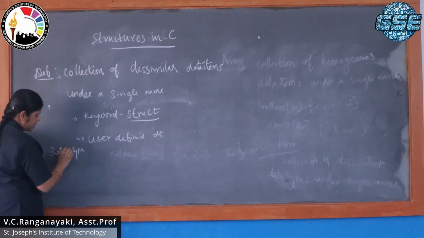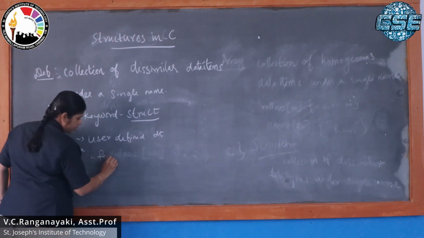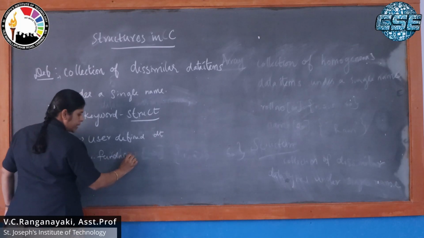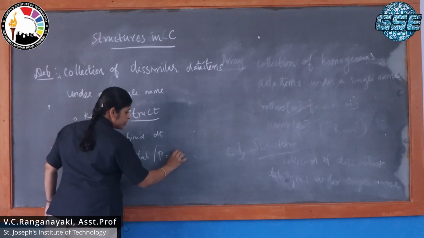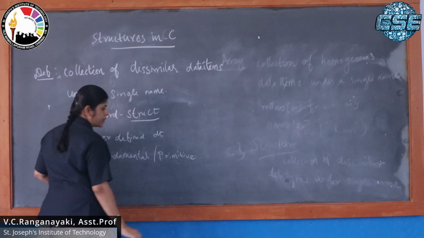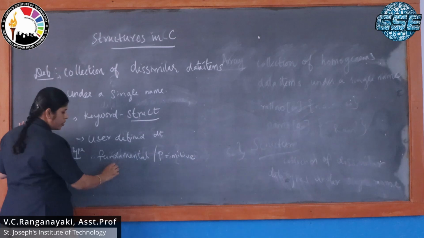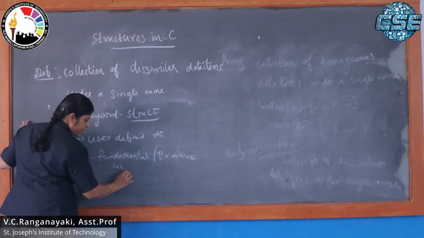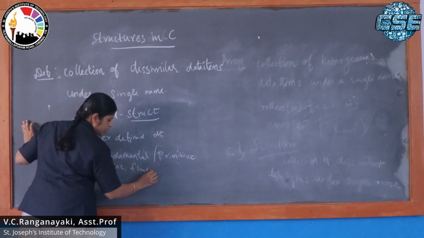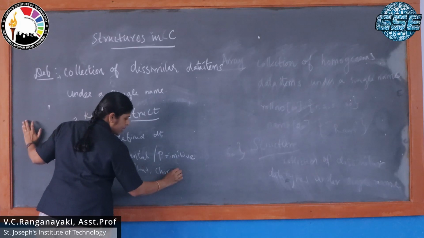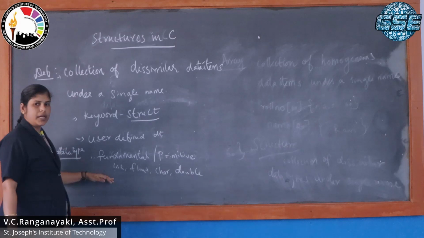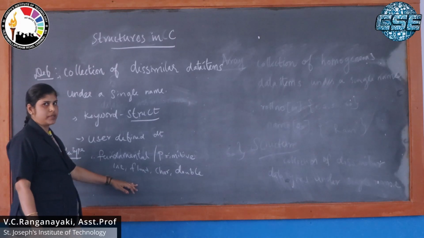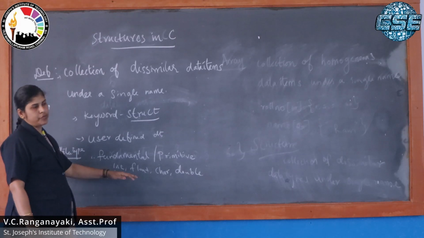First is fundamental or primitive data type. What is a fundamental or primitive data type? We all know int, float, char, double. These are fundamental or primitive data types. Generally we are using these four data types.